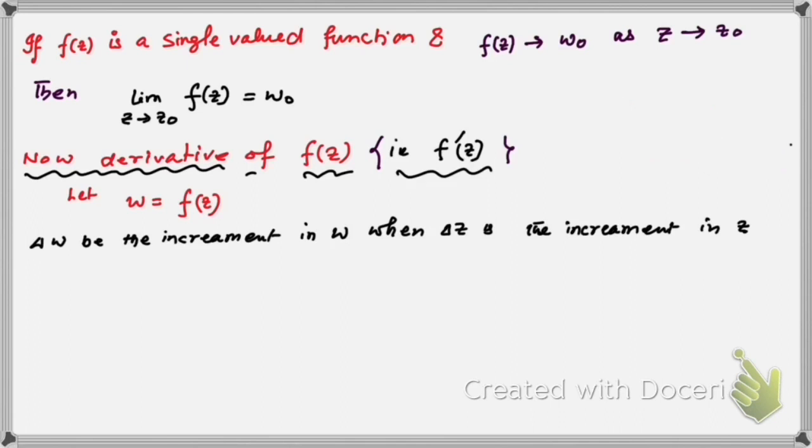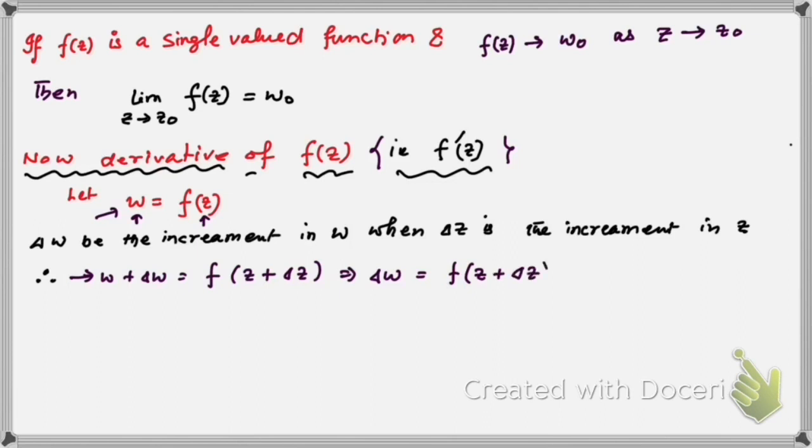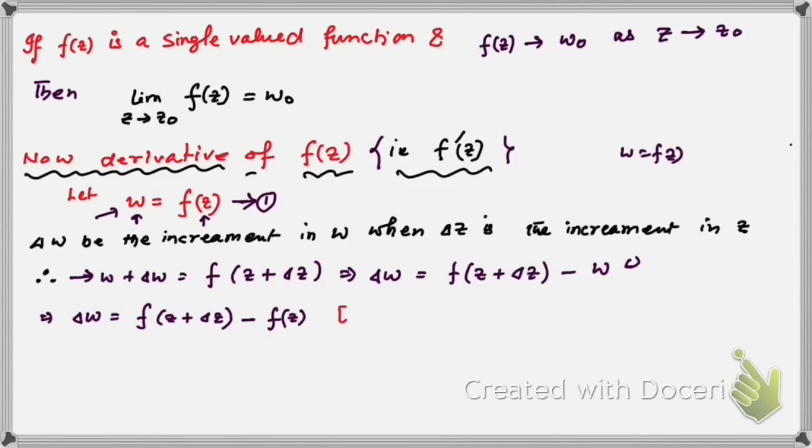Hope you have understood. In that case, we can write w plus delta w is equal to f of z plus delta z, because when we have w equal to f of z, then due to change in z there will be change in w, and that's how we have got this relation. So delta w is equal to f of z plus delta z minus w, and we know that w is equal to f of z, so we can replace w by f of z. Doing so, we get f of z plus delta z minus f of z; this is equation number 1. Now let us divide both sides by delta z.